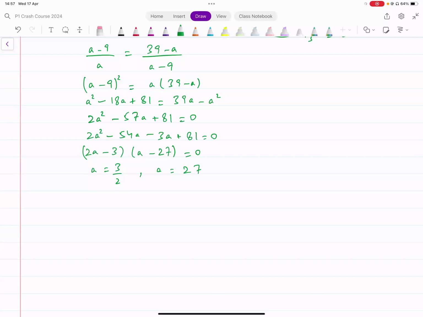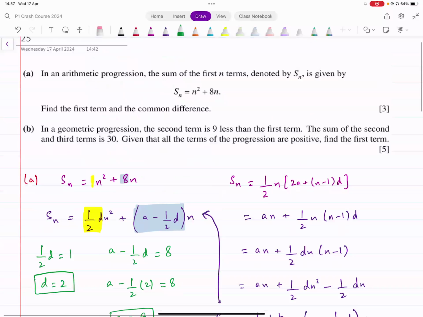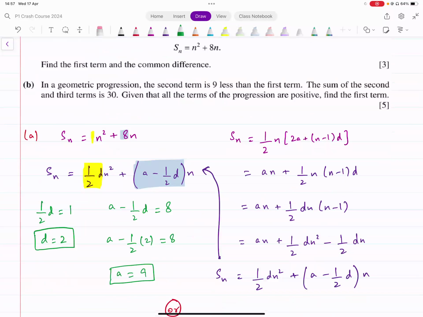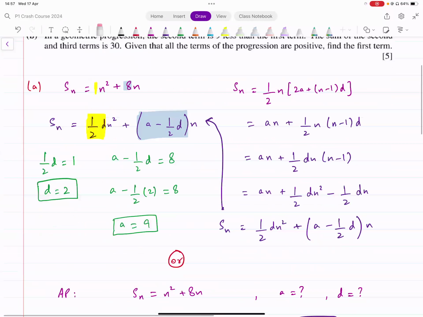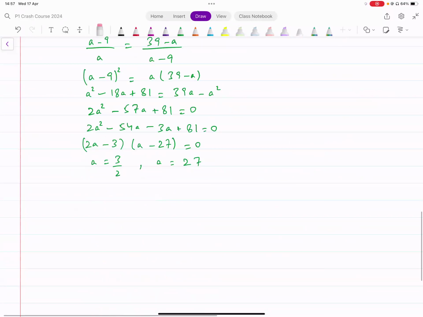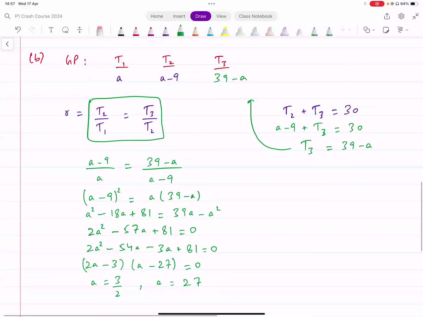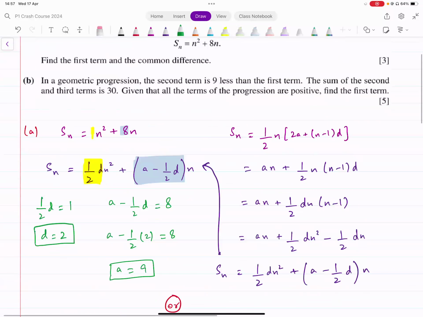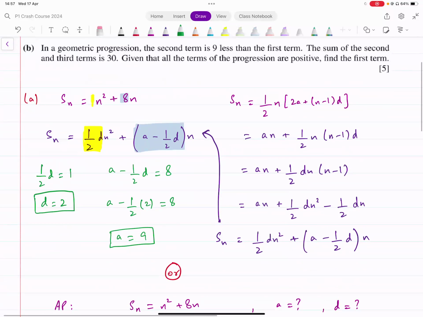We need to figure out whether both of them are possible. What does the question statement say? Let's have a look at that. Okay, so the question statement says, find the first term. That means it's got to be one single answer. We are getting two answers: A equals 3 over 2 and 27. One of them is supposed to be incorrect. Now, how do we decide which one we have to ignore? Let's see what other information they've given us here.